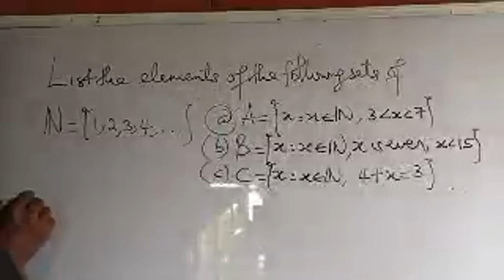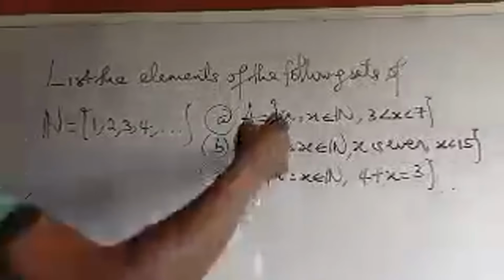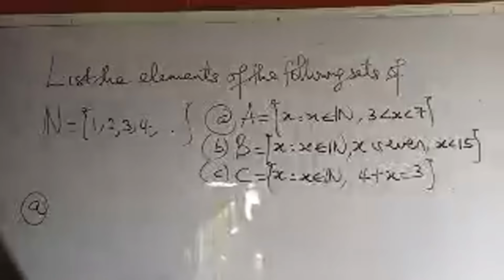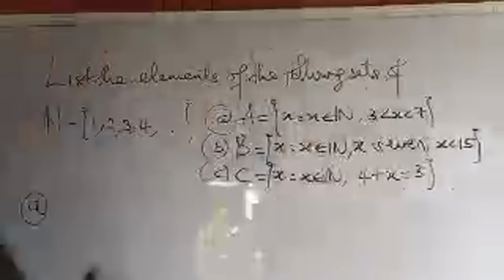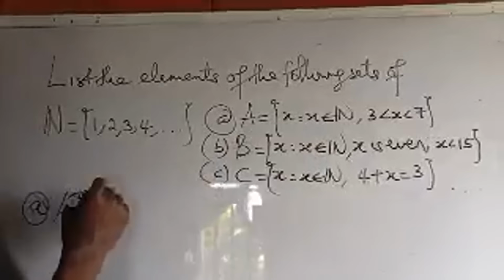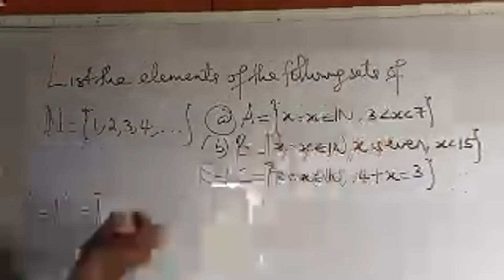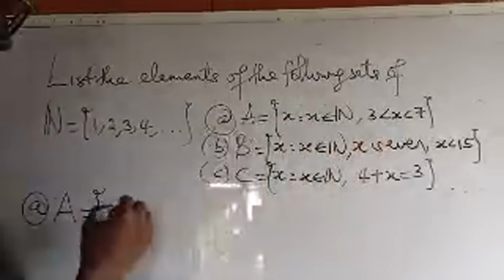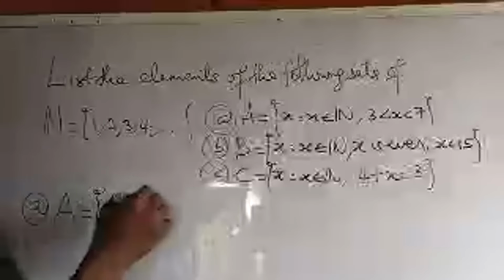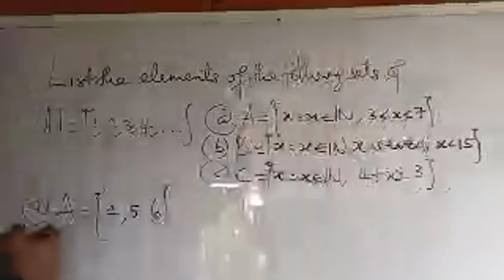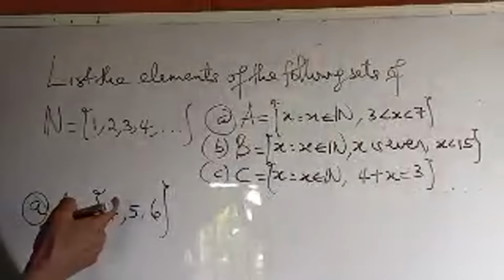So taking the first set, we are told that X is an element in that set. X is a natural number. 3 is less than X and X is less than 7. For X to be a natural number, X cannot be negative, of course. So 3 is less than X. The next number is 4, then 5, then 6, and 6 is less than 7. So the elements of set A are 4, 5, 6.